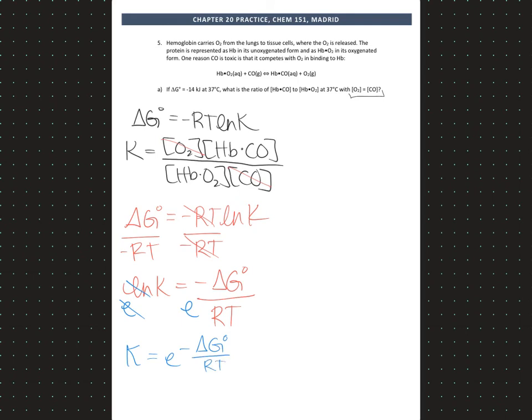Now I'm going to plug in my values for delta G naught, my temperature in Kelvin, and then my R constant. All right, I'm plugging in my delta G naught value in terms of joules per mole of the reaction, dividing that by my R, which is 8.314 joules per mole times Kelvin, multiplied by the temperature, which will be 310 Kelvin.